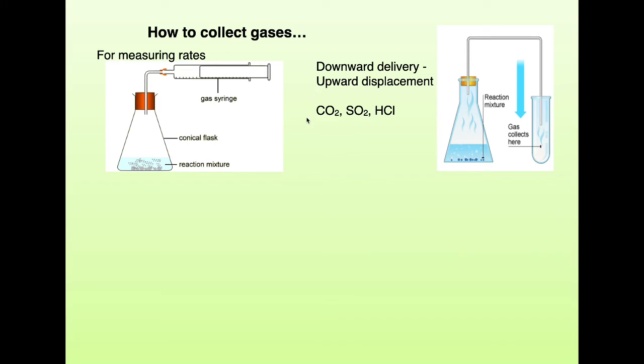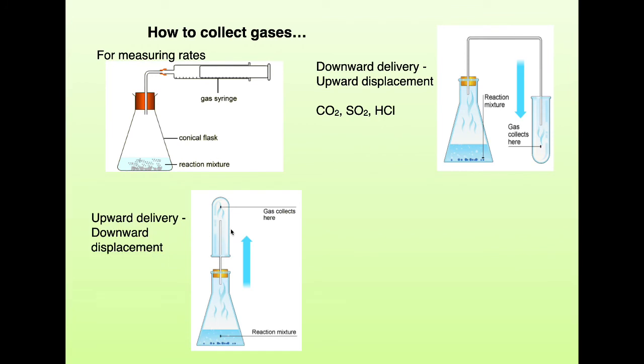The relative molecular mass, more or less, of air is a combination of nitrogen and oxygen, which is about 30. So carbon dioxide's got a relative molecular mass of 44, sulfur dioxide 64, hydrogen chloride 36.5, so they're all more dense than air. Important thing to think about here is that you have to use this method, especially for sulfur dioxide and hydrogen chloride, because they're so soluble in water. So we can't collect them if there's any kind of contact with water. We'll talk about that in a second.